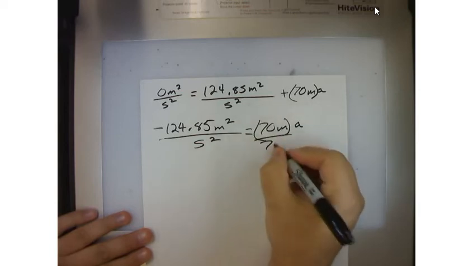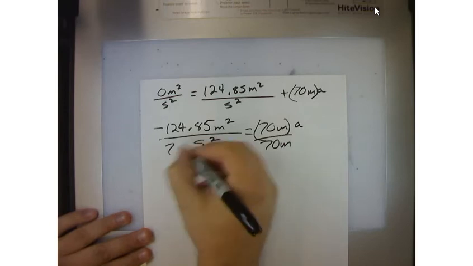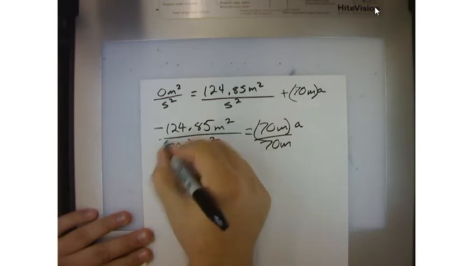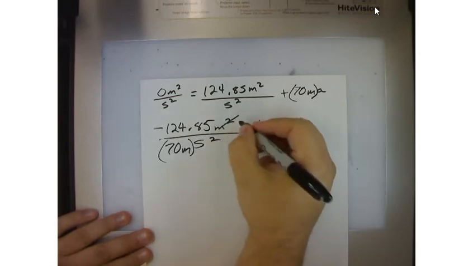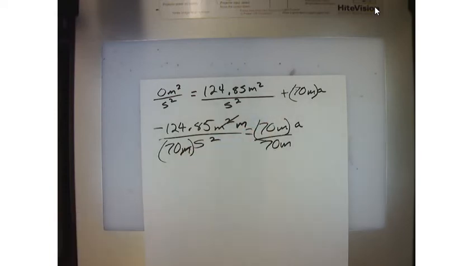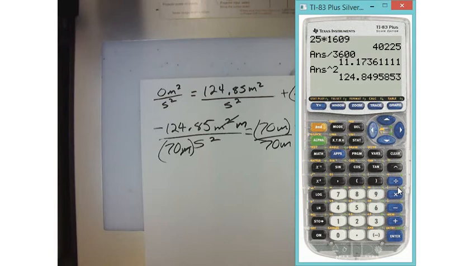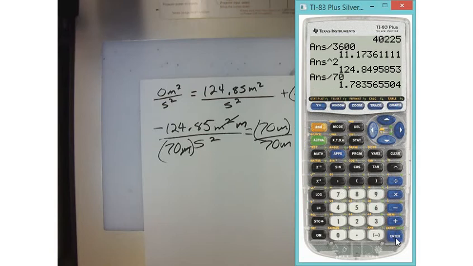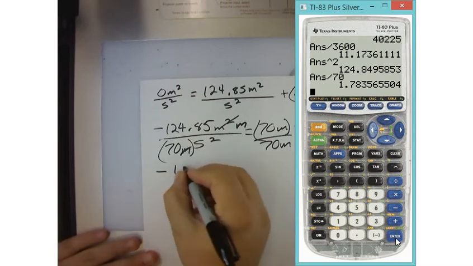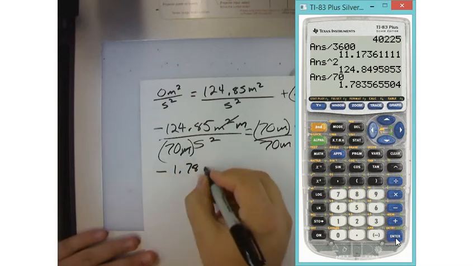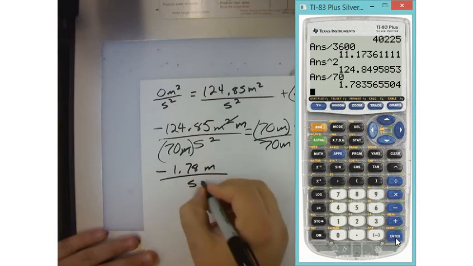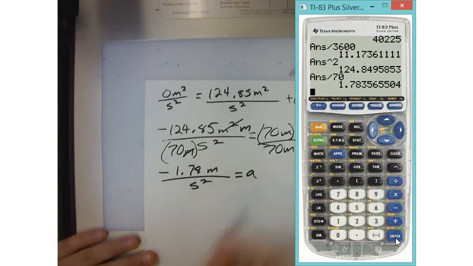Now when I divide both sides by 70 meters, look what happens. One of these meters cancels with this meter, and I've got 124 divided by 70. And now I get a pretty good answer. Negative 1.78 meters per second squared, and that's my acceleration.